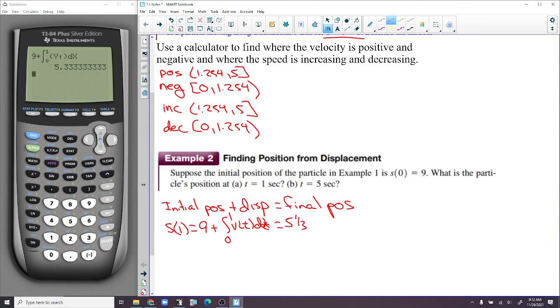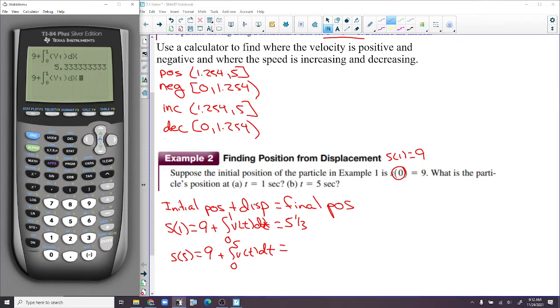5 1/3, or 5.333. S of 5 now is equal to 9. We're still starting at 9, but now our displacement is 0 to 5. The reason I'm starting at 0 is because that's the value they gave us. If they said S of 1 equals 9, then we would go from 1 to 9. All right, what is that? Oh, 0 to 5, okay. V of t dt. So now we can go up there, grab this, and just change this to a 5. There we go.